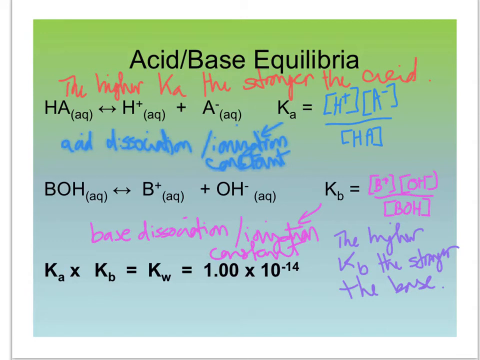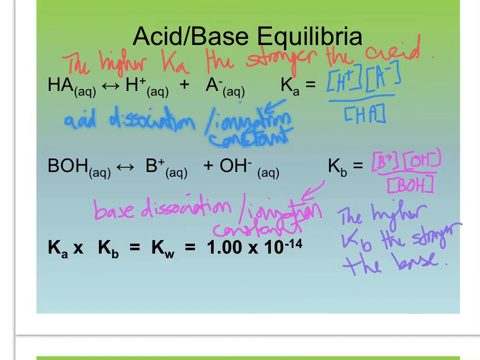Because if I multiply two numbers and get a constant, then if I increase one of them, I decrease the other. So the stronger the acid, the weaker its conjugate base. And vice versa, the weaker the acid, the stronger its conjugate base. Or if I'm talking about a base, the stronger the base, the weaker its conjugate acid, or the weaker the base, the stronger its conjugate acid.